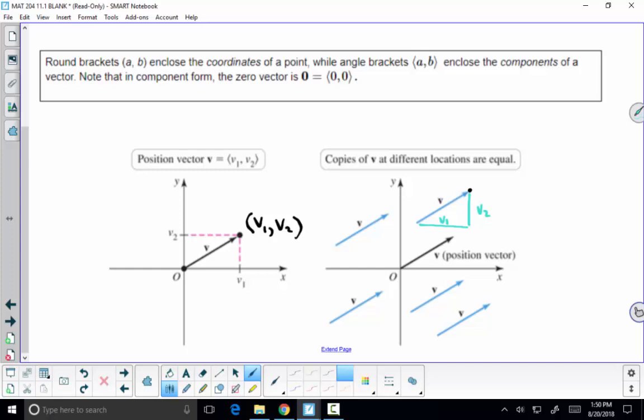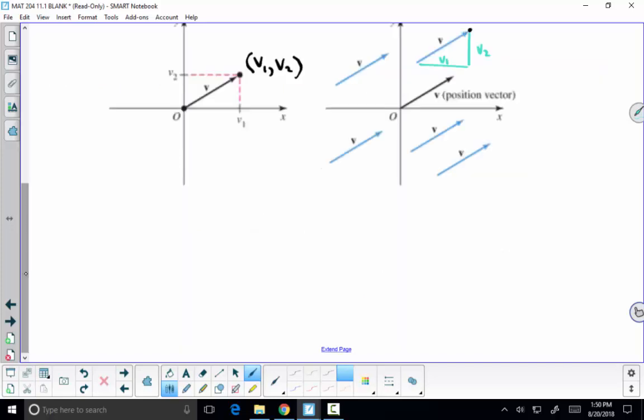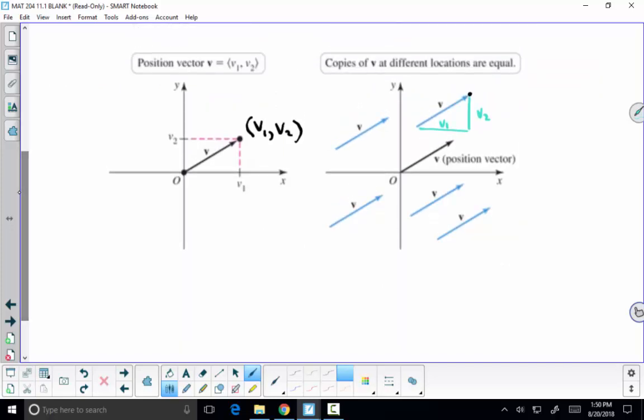And that gives you insight into how ordered pairs and vectors are similar. Anytime your vectors are in standard position, they're identical to ordered pairs, essentially. All right, any question on that concept?